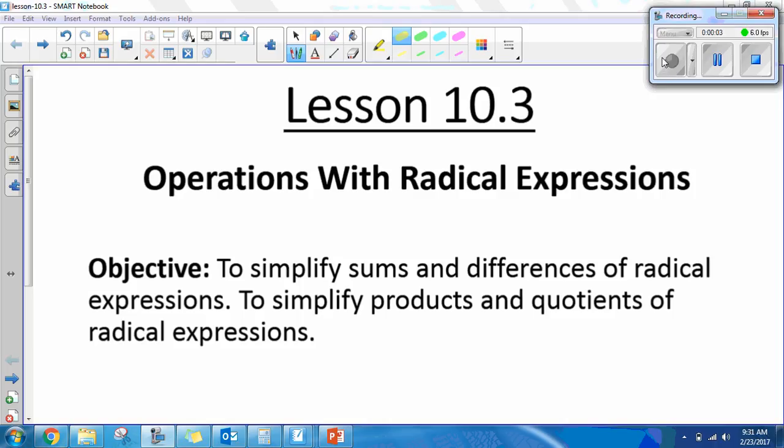This is lesson 10.3, Operations with Radical Expressions. Your objective is to simplify sums and differences of radical expressions, and to simplify products and quotients of radical expressions.